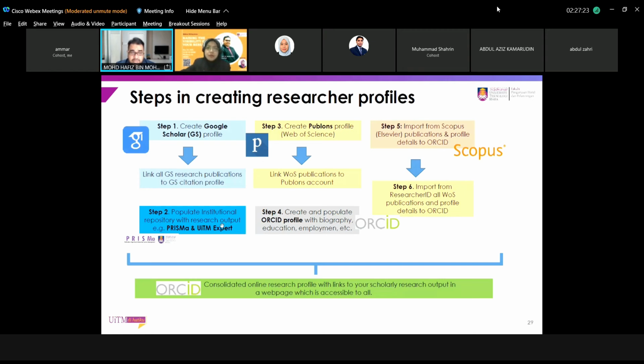Next is to create this ORCID profile, ORCID ID ni, yang mana dia sebenarnya sama macam UiTM Expert tapi dia globalnya dan dia dikira sebagai online CV. So people can view your ORCID ID. Dan nanti saya tunjukkan apa kelebihan dia.